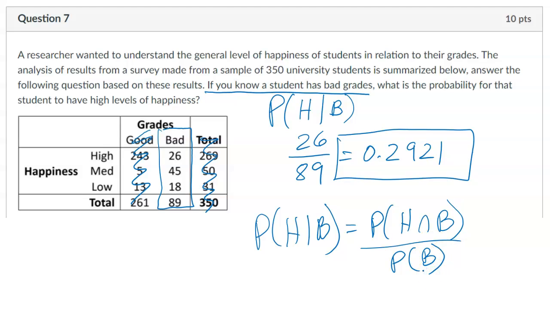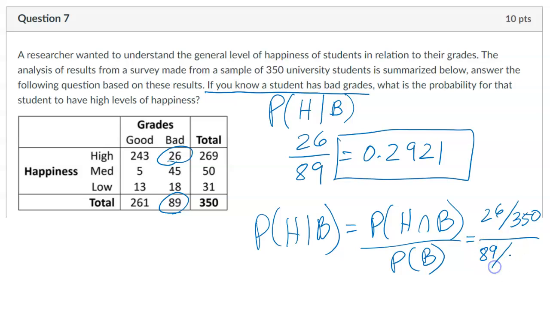Okay? So the probability of high and bad, that is something that you can get also from this table. It will be the probability that any student will have high levels of happiness and bad grades. That will be 26 over 350. And the other probability is the probability that a student has bad grades. That will be 89 over 350. Okay? But again, if you do the math, you will see that this is exactly the same number. And it will be 26 over 89.